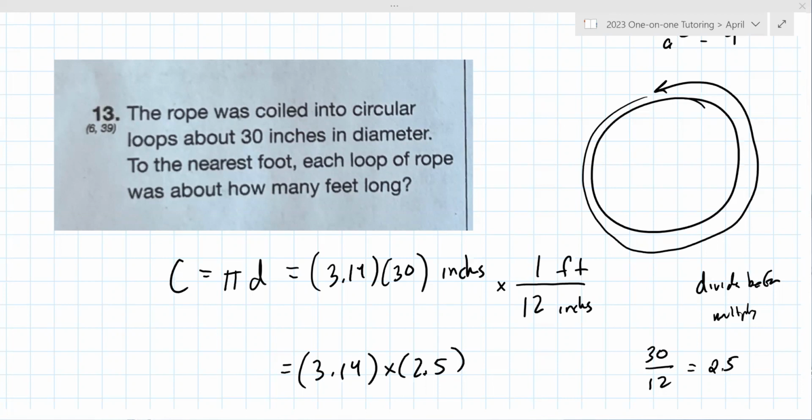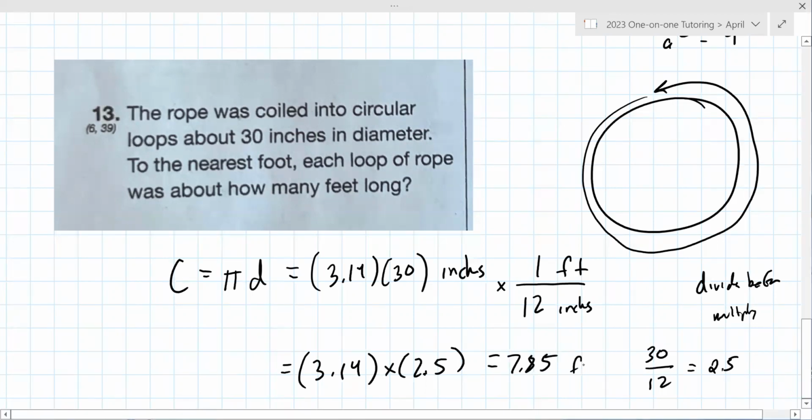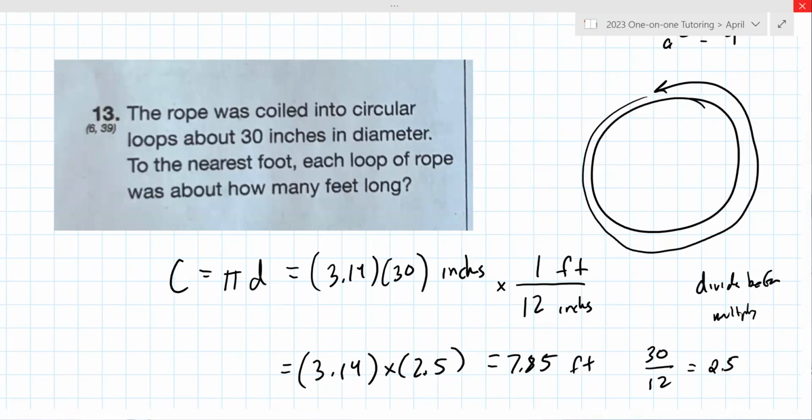7.85. Okay. And round it to the nearest foot. What would you say? How many feet is that? 8 feet. Yes. Very good. Any questions on that before we do number 14, which is also a circle problem?